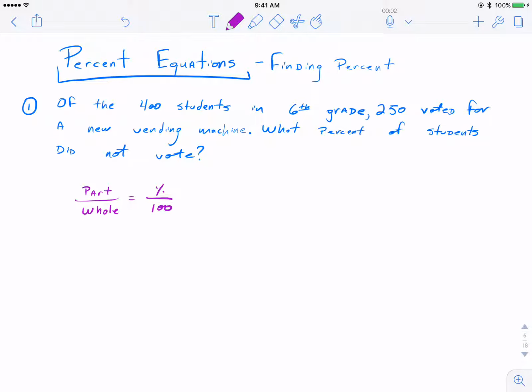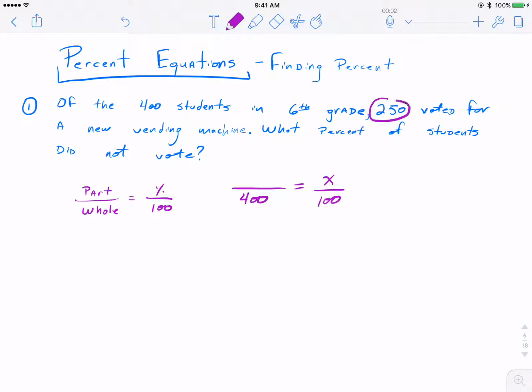So obviously this is a finding a percent problem. The percent symbol there is going to be our variable, what's missing. The whole here is going to be the 400. It's 400 total students. We're just dealing with 6th graders. There's no other variables. It's not like we have to find every other student in all the other grades or something like that. The percent is going to be our variable. We'll call it x.